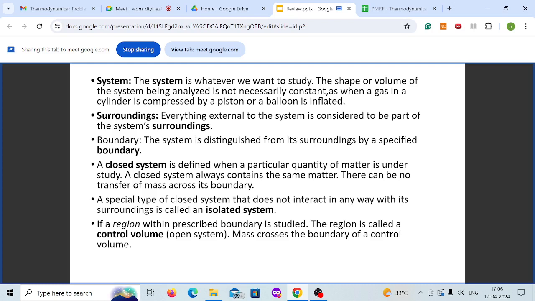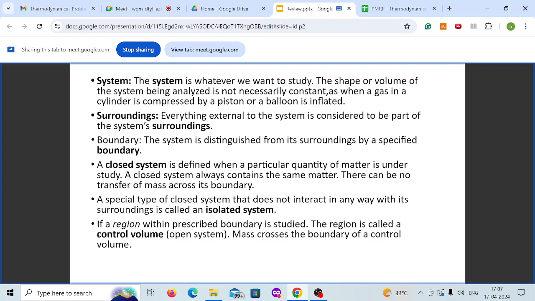So your shape or volume may differ. That is the system. Then surrounding: apart from whatever you are studying, whatever is outside is your surrounding. So everything external to the system is considered to be part of the system surrounding. Then boundary is nothing but that which distinguishes the system and the surrounding.